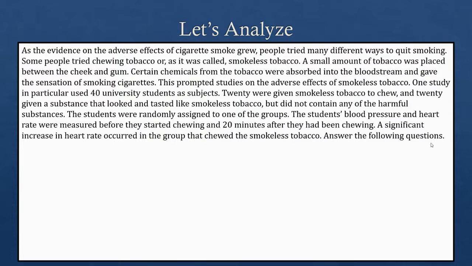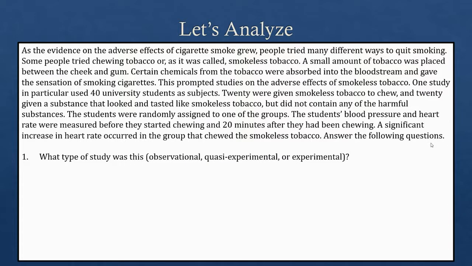One study in particular used 40 university students as subjects. 20 were given smokeless tobacco to chew, and 20 were given a substance that looked and tasted like smokeless tobacco, but did not contain any of the harmful substances. The students were randomly assigned to one of the groups. The students' blood pressure and heart rate were measured before they started chewing, and 20 minutes after they had been chewing. A significant increase in heart rate occurred in the group that chewed the smokeless tobacco. So we're going to use this study and answer some questions here.